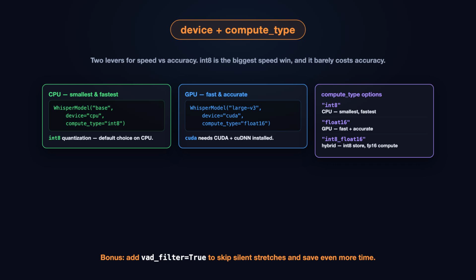And one more free win: if your audio has long silent stretches, like a meeting recording with dead air, add vad_filter=True. That turns on voice activity detection, which skips over the silence instead of transcribing it, saving you even more time on top of everything else.